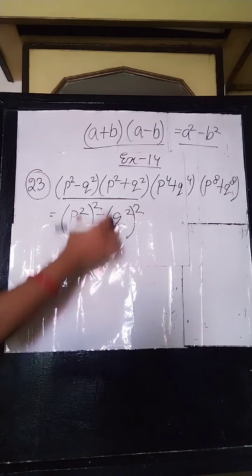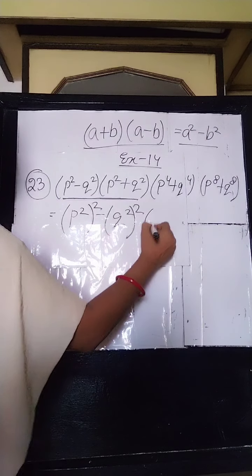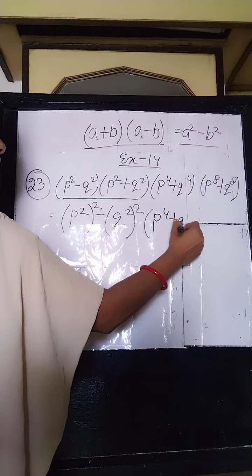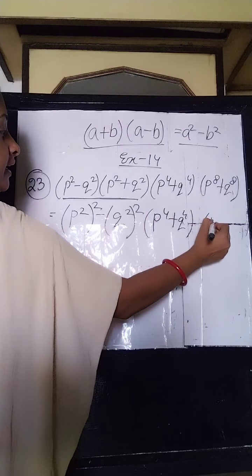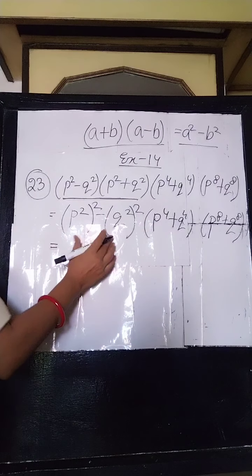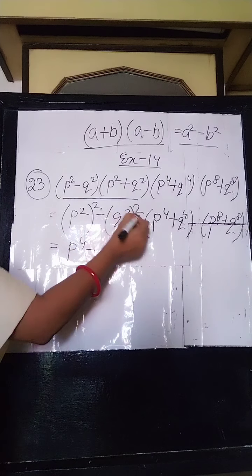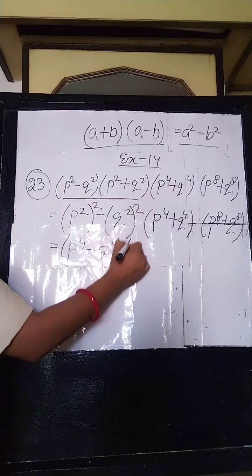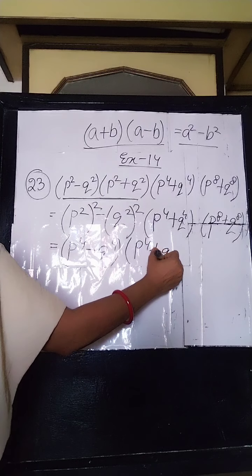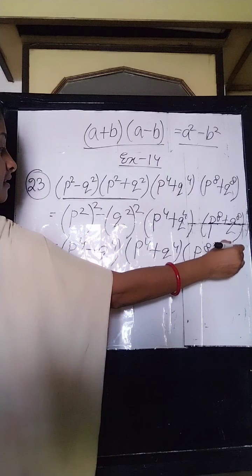This we will write instead of the first line because we have derived the formula (a plus b) into (a minus b) is equal to a square minus b square. Then we write the remaining portion, that is (p to the power 4 plus q to the power 4) into (p to the power 8 plus q to the power 8). Now we will remove the bracket. (P square) whole square will be written as p to the power 4 and (q square) whole square as q to the power 4. So (p to the power 4 minus q to the power 4), then (p to the power 4 plus q to the power 4), and then (p to the power 8 plus q to the power 8).